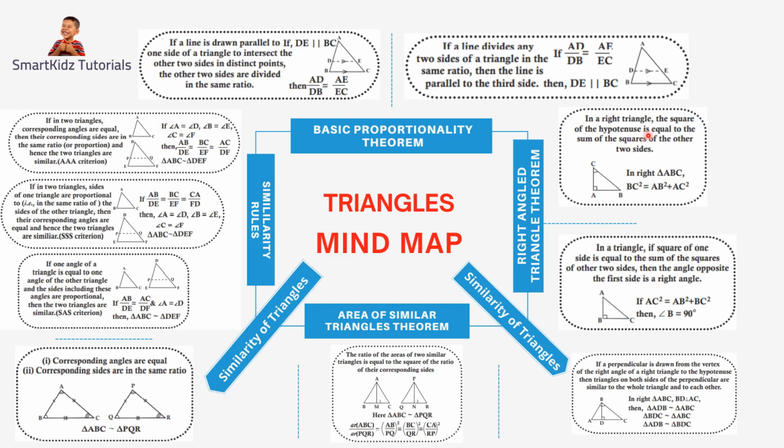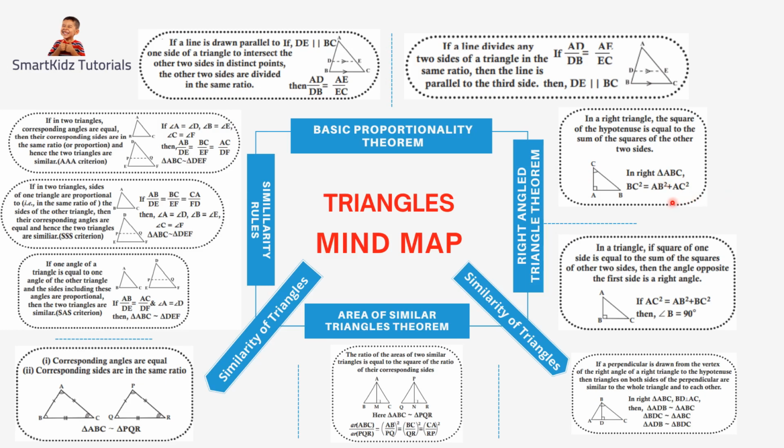So in a right triangle, the square of the hypotenuse is equal to the sum of the squares of the other two sides. If triangle ABC is right angled at angle A, then BC becomes the hypotenuse. So BC square becomes equal to the sum of the squares of the other two sides, which are AB and AC. So BC square is equal to AB square plus AC square. Once again, a very important theorem, and can also come for your MCQs.